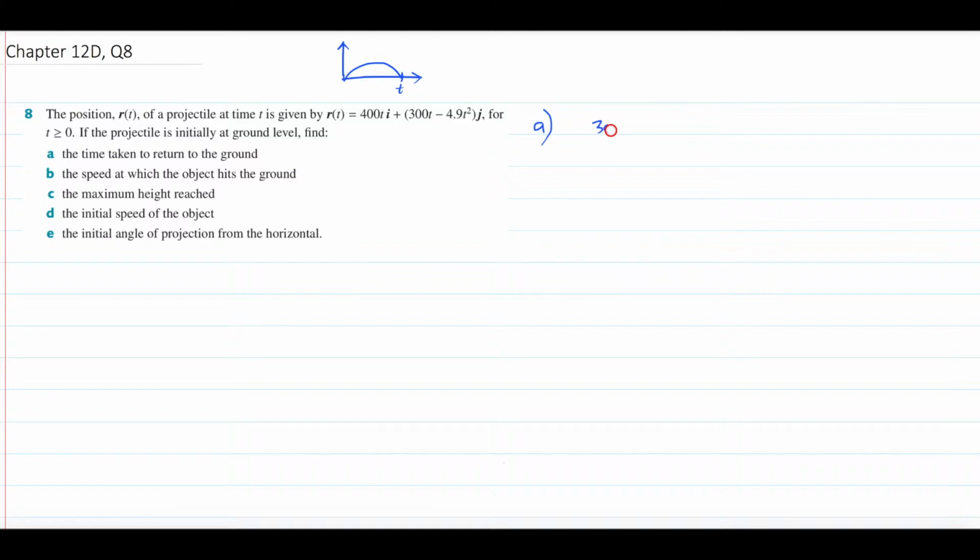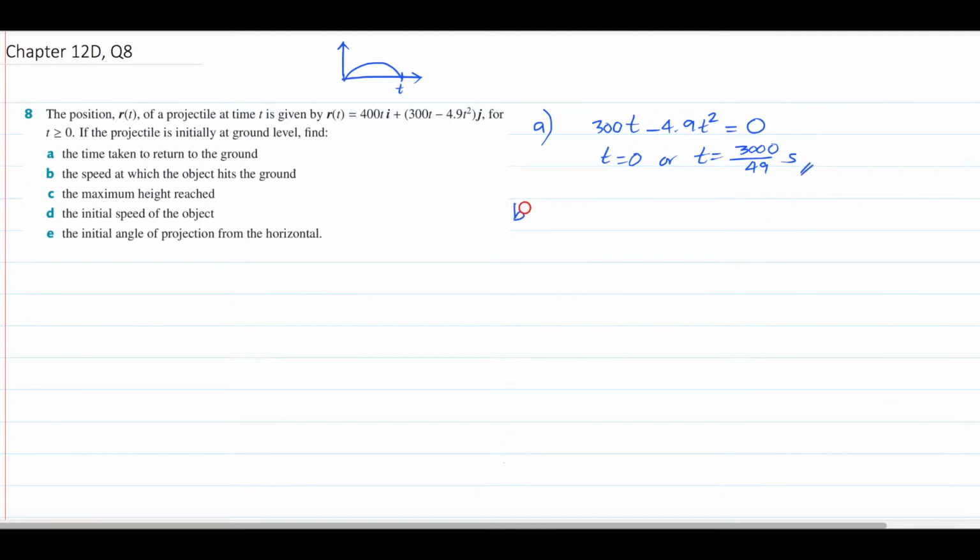Well, you let the j component, 300t minus 4.9t squared, equal 0, because 0j means you're on the ground. Put that inside your calculator, and your answer should be t equals 0 or t equals 3000 over 49, in seconds. So that's part A, the time taken to return to the ground. If you want to answer it clearly, just circle this one right here: 3000 over 49.